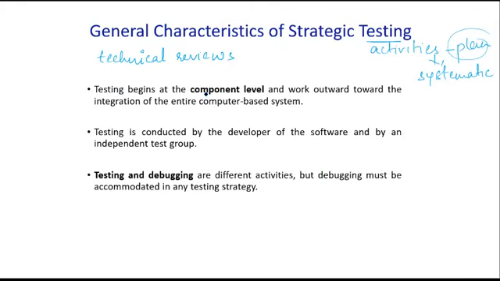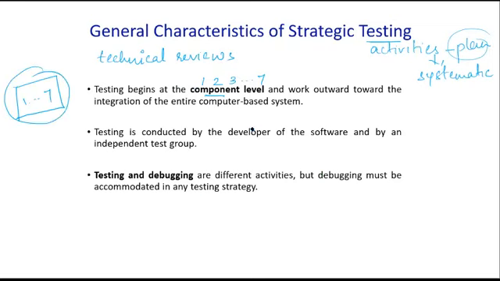Now, testing is going to begin at the component level. That means, if this is the software that you're developing that has got some 6, 7 components in it, you're going to test one component at a time. Then you're going to leave that, test component 2, then test component 3. This is going to go on till 7. So you're going to test each and every component individually, and then you're going to test the entire system.